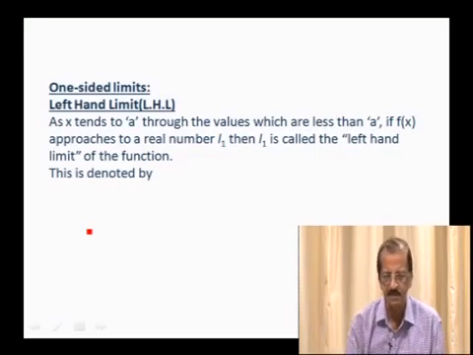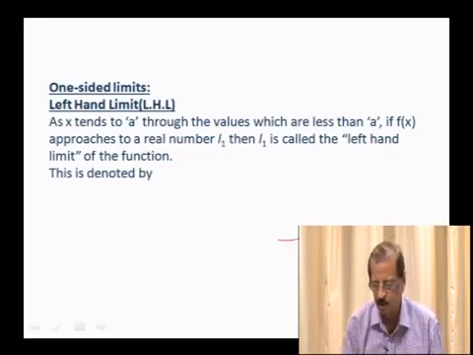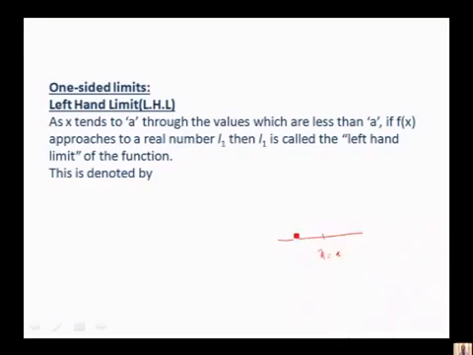One-sided limits: we have left hand and right hand limits. If you have x = a here and you go to a from the left, that is values which are less than a, then we say we are considering the left hand limit. Suppose f(x) tends to L1 as x takes values very nearly equal to a from the left, then it is called the left hand limit, denoted by limit of f(x) as x tends to a minus equals L1. So a minus means x tends to a from the left.